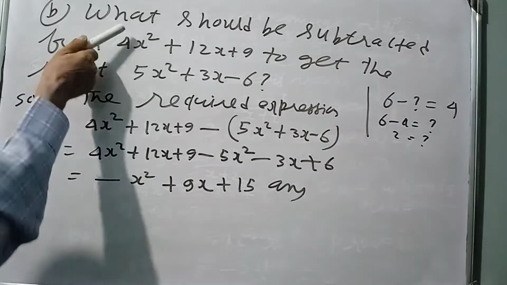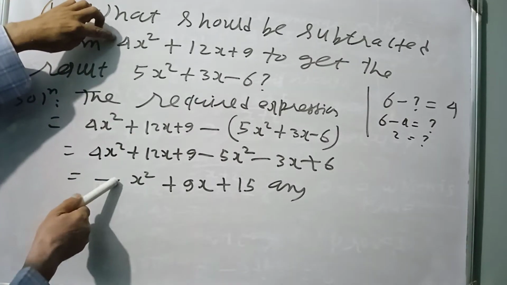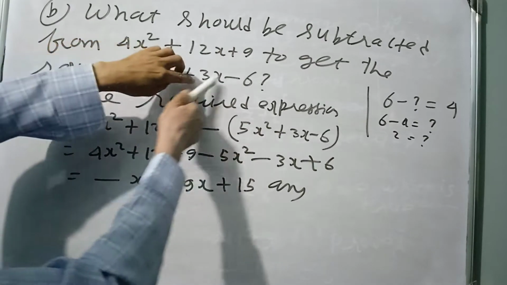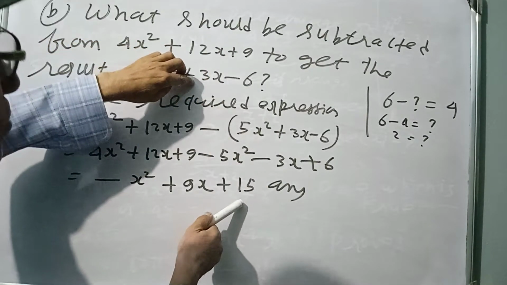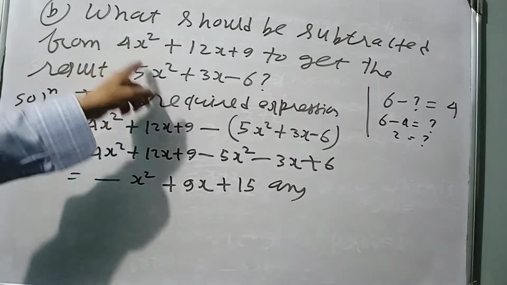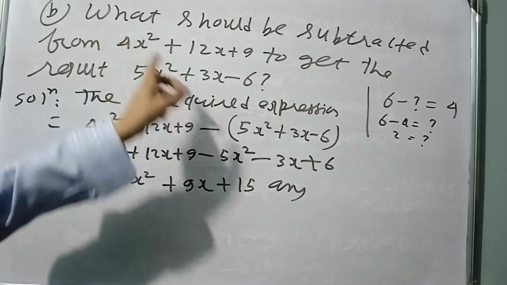Now subtracting this from this, 4x square minus 5x square becomes minus x square, 12x minus 3x is 9x, 9 minus 15 minus 6 — you can get the result. What should be subtracted from this to get this one? You have to subtract the result from the given expression.